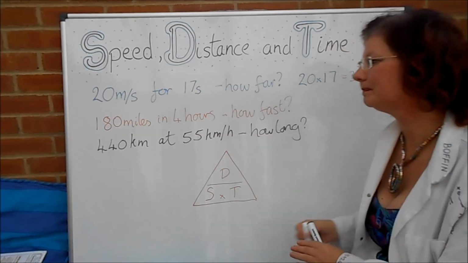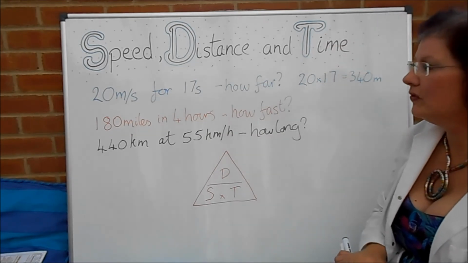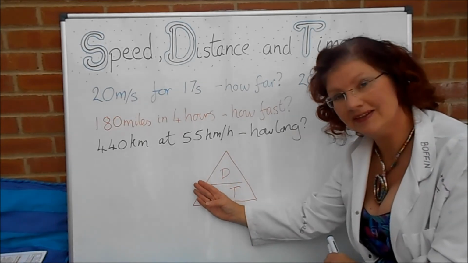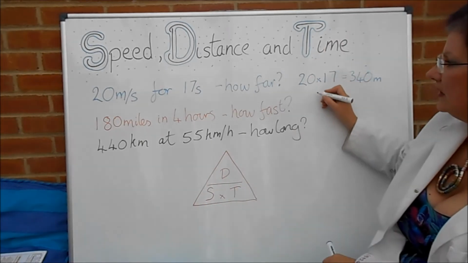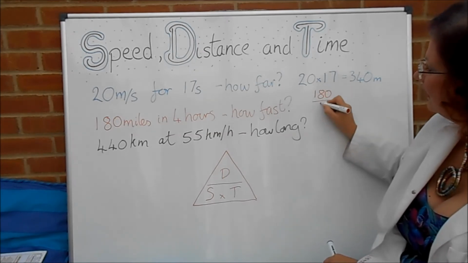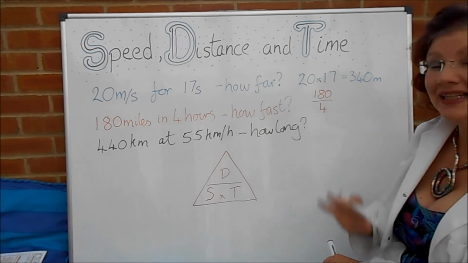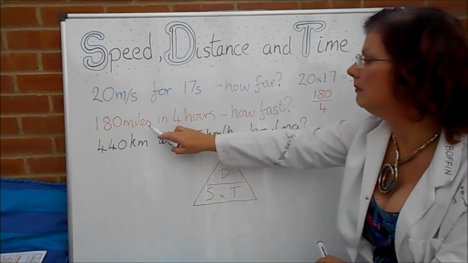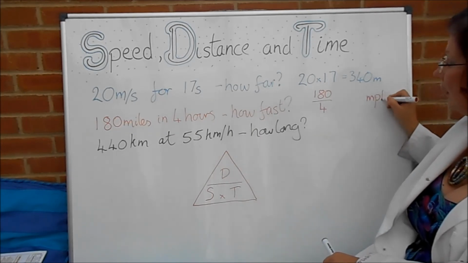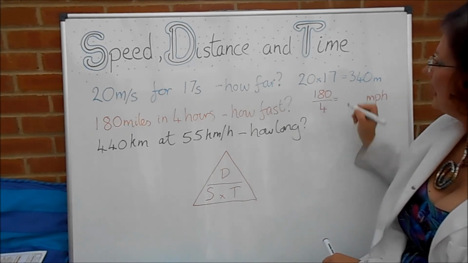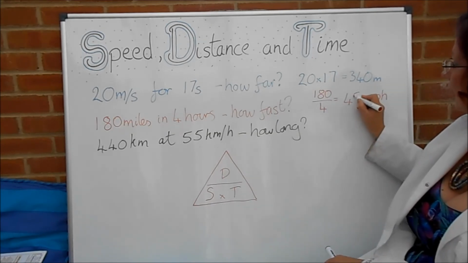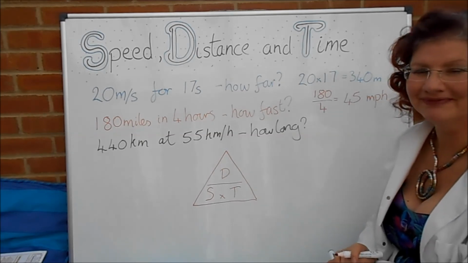Right, the red one. 180 miles in 4 hours. How fast? We need to know a speed. Speed is distance over time. So we take our distance, 180, and we divide it by the time, which is 4. And again, the units match. That's miles and that's hours, so we're going to come out with miles per hour. 180 divided by 4, that's 45. 45 miles per hour. Okay?